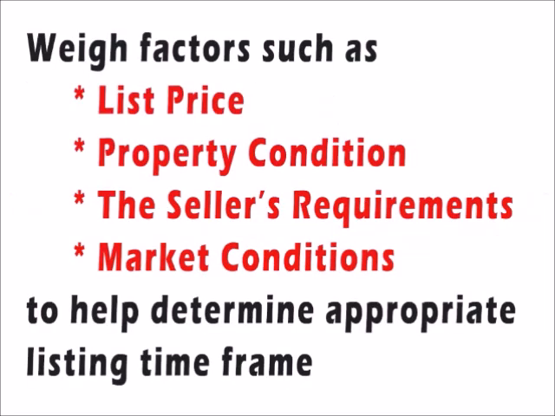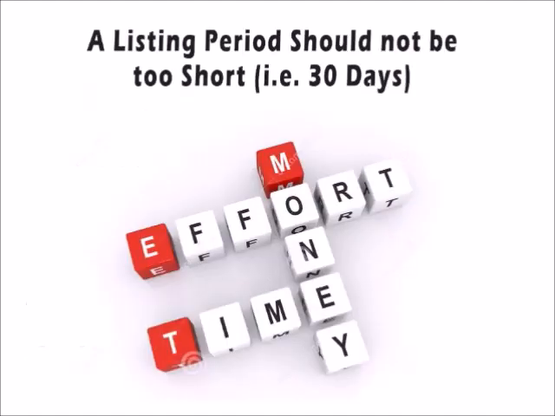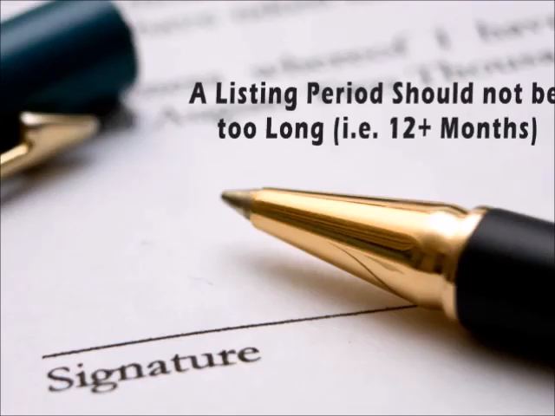Determining the proper length of time for a particular listing requires careful weighing of several factors, such as the listing price, the condition of the property, the party's requirements, and market conditions. If the listing period is very short, such as 30 days, you may spend a lot of time, money, and effort to market a property, yet not find a buyer nor earn a commission within the specified time frame. On the other hand, if you attempt to insert a lengthy listing period, such as 12 months or more, the seller may refuse to enter into the listing agreement.